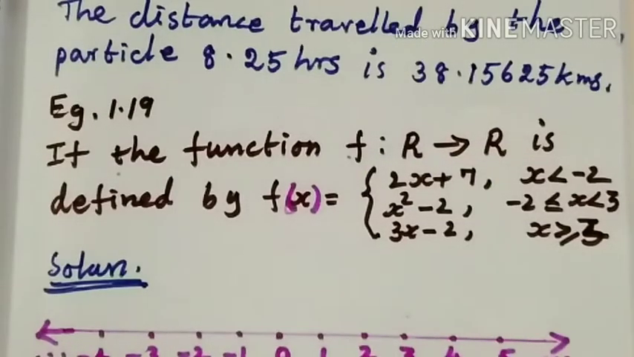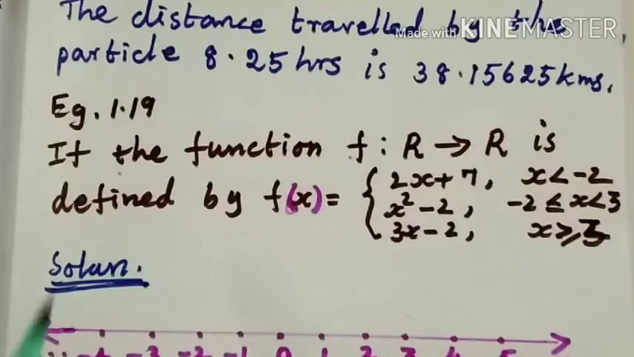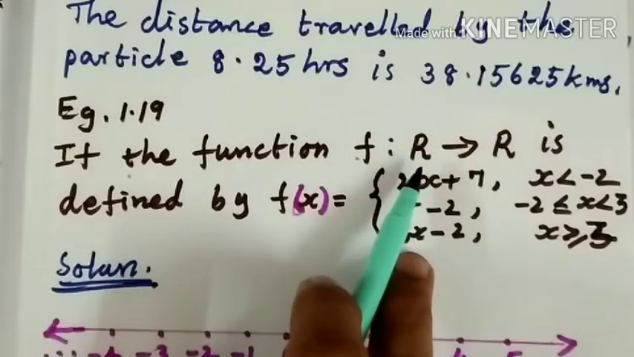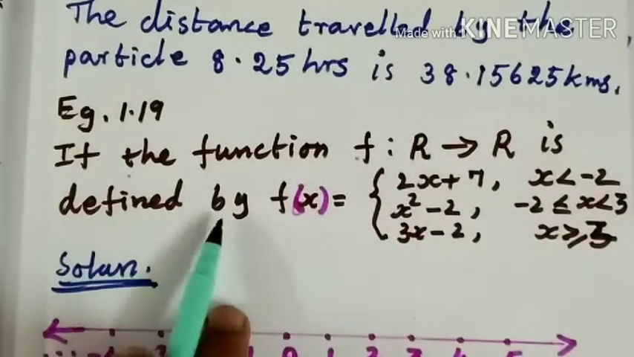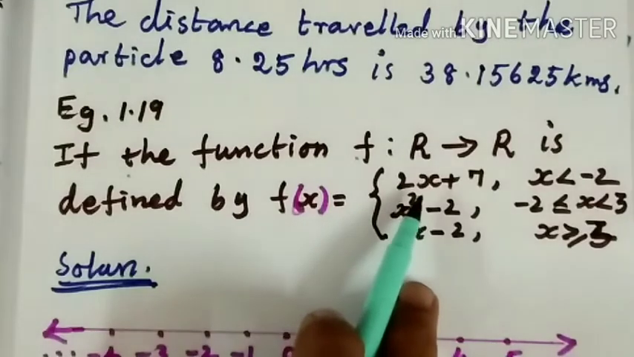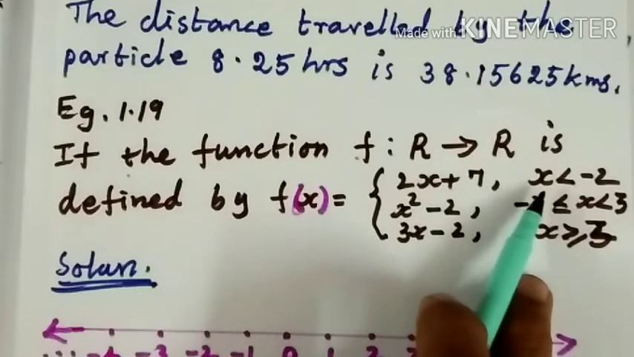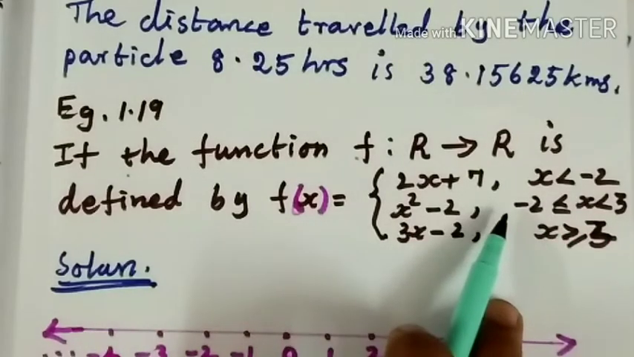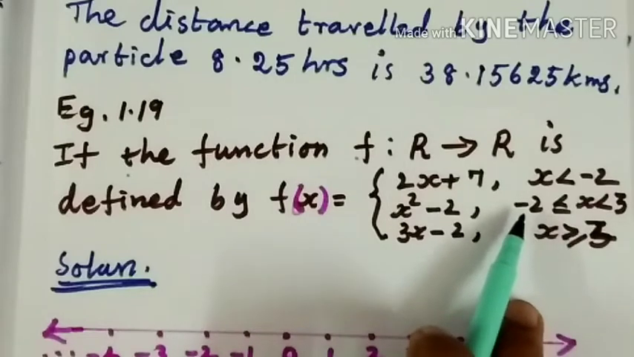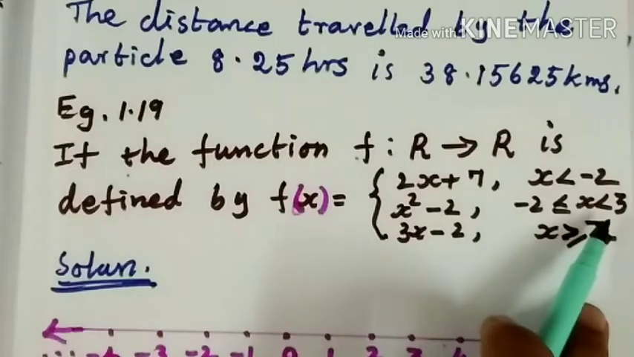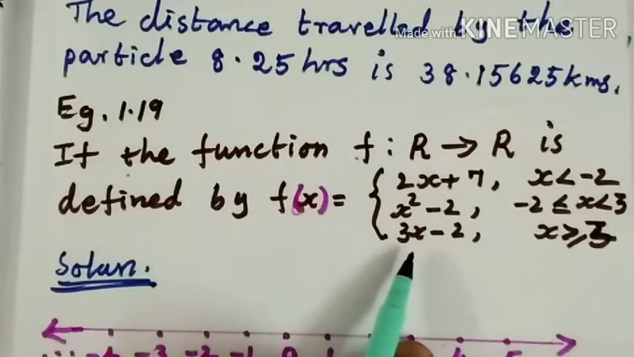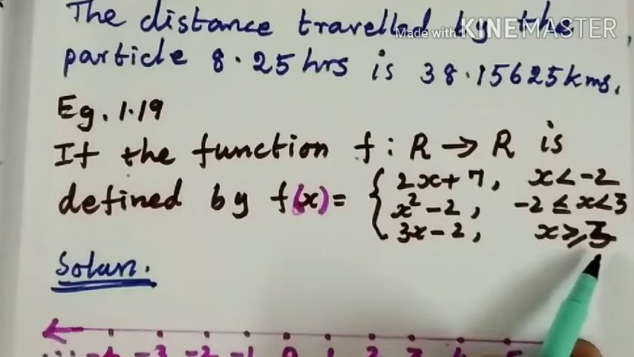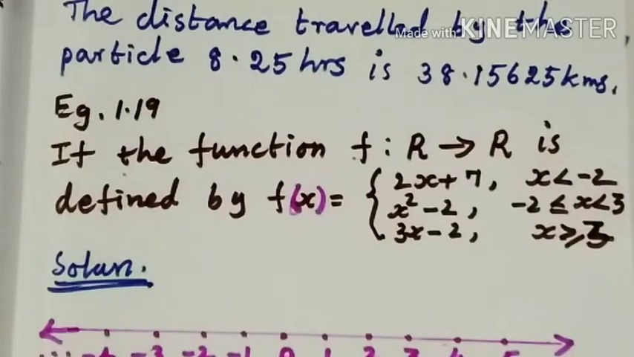Now we move on to the last example. Example 1.19. If the function f from real to real is defined by f of x equal to 2x plus 7 where x less than minus 2, x squared minus 2 where x belongs to minus 2 less than or equal to x less than 3, and 3x minus 2 where x is greater than or equal to 3.